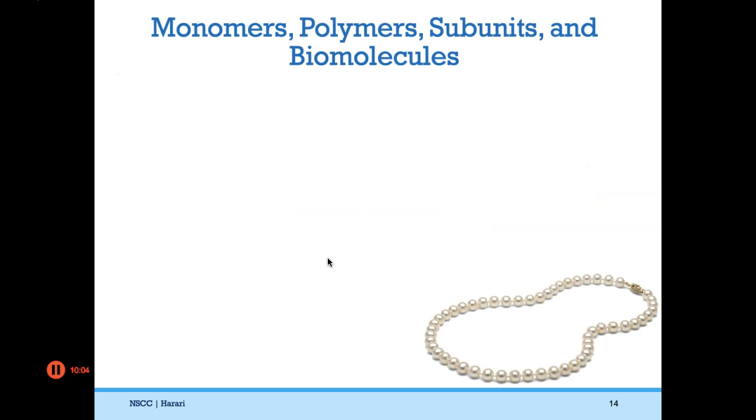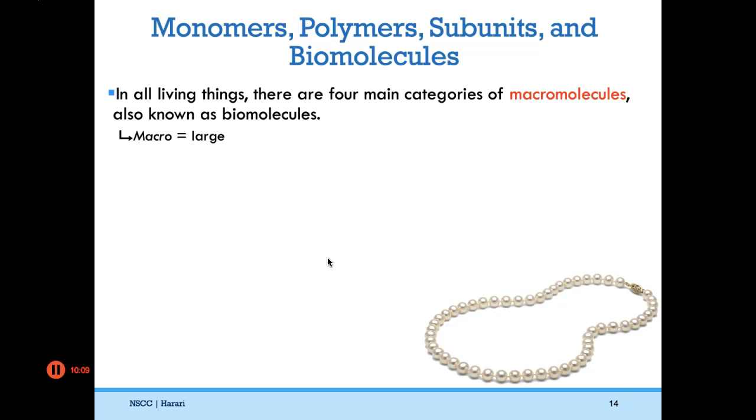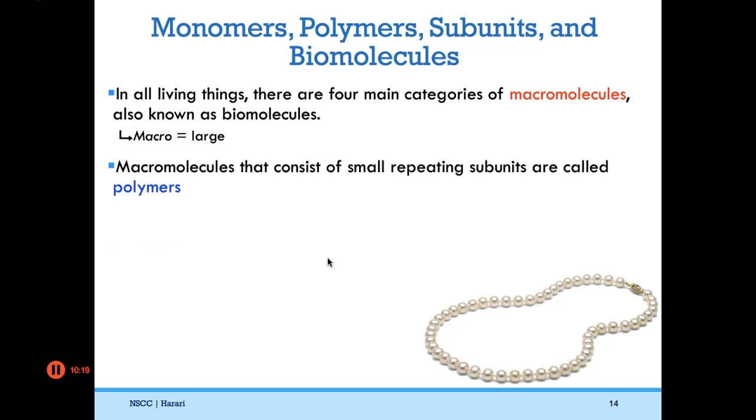So I want to define some terms that are going to be very relevant in the coming slides. We already said that in all living things, we have four main categories of macromolecules. Macro means large. They are also called biomolecules. And these macromolecules can sometimes consist of small repeating subunits. And if this macromolecule has small repeating subunits, that macromolecule is called a polymer. So a polymer is a macromolecule that consists of small repeating subunits.